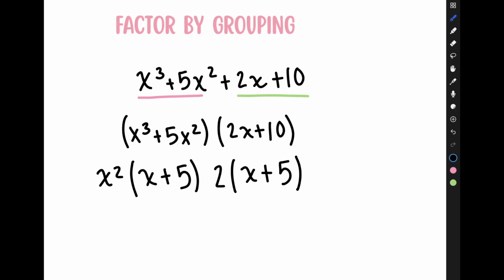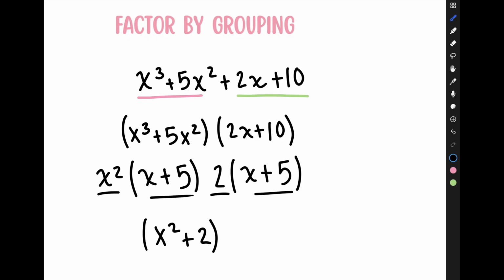Great. Now I'm going to go ahead and combine these two into one parentheses, x squared plus 2, and only take one of these because it's the same. x plus 5, we're just going to bring one of them down. So it's going to be x plus 5.